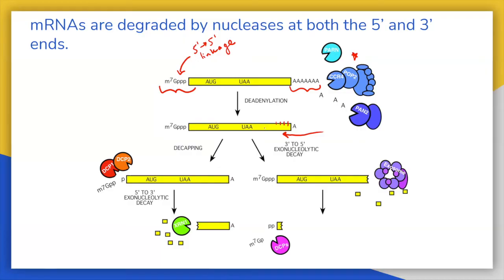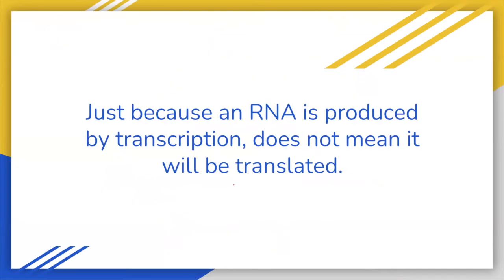We can regulate the rate at which these mRNAs will be degraded by removing the 5' cap, which makes them susceptible to 5' degradation, or by shortening the poly A tail, which leads to 3' degradation that eats into the coding region. Again, the point is that just because an RNA is produced by transcription does not mean that it will be translated. There's a whole set of regulation that can occur between transcription and translation, meaning that the number of RNAs produced is not always correlated highly to the number of proteins that are produced.